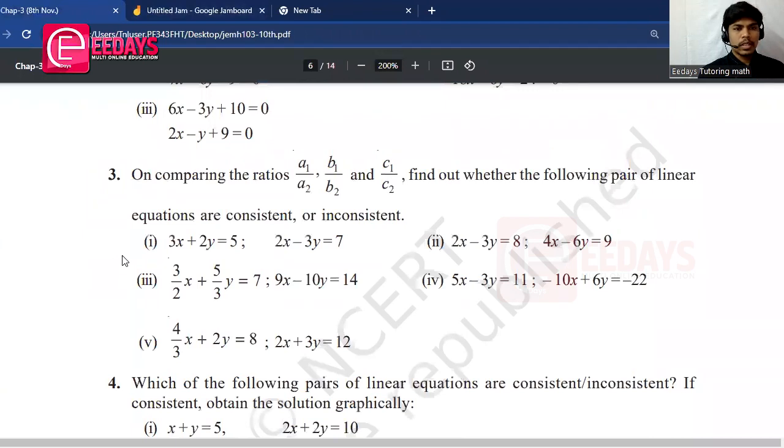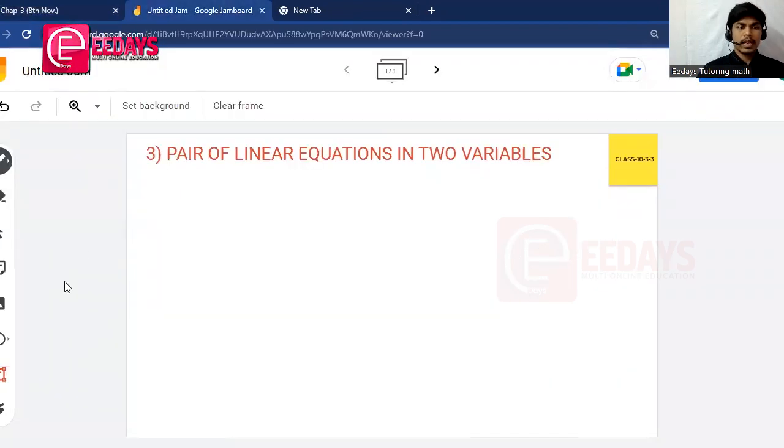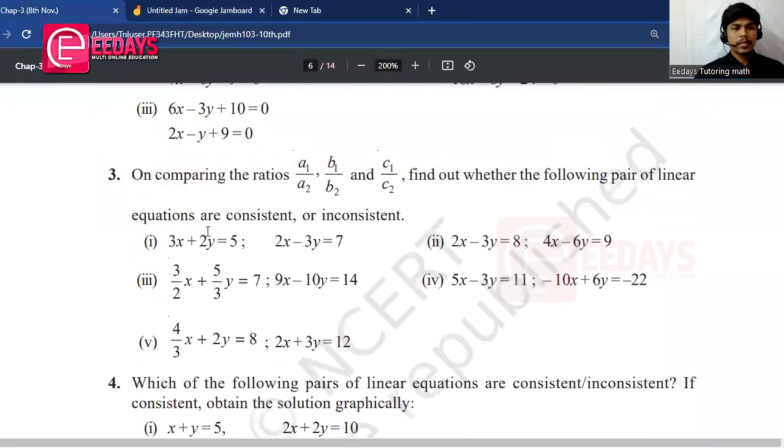Okay, so third Roman, first question. On comparing ratios a1 by a2, b1 by b2, c1 by c2, we have to say whether the following linear pair of equations are consistent or inconsistent. We have to prove whether it is consistent or inconsistent.